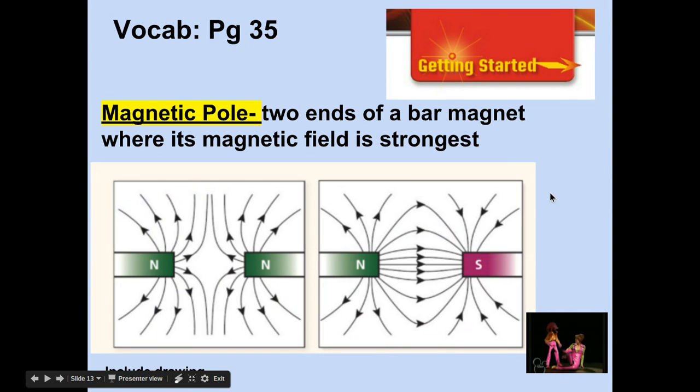And then finally, magnetic poles. Magnetic poles are the two ends of a bar magnet where the magnetic field is the strongest. And an example right here, you have north and north. Those repel each other. You know that from the investigation 1 that we did a few weeks ago. And then north and south attract each other. So you're going to want to draw these ends of the bar magnets and then also draw in the arrows.